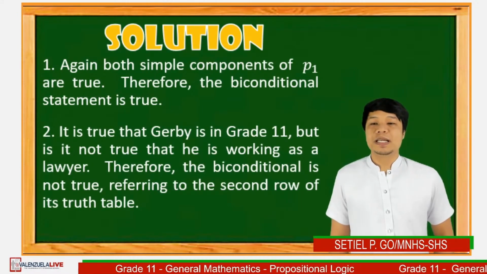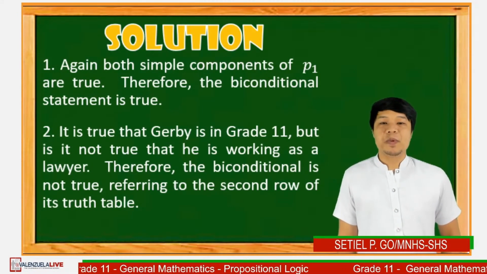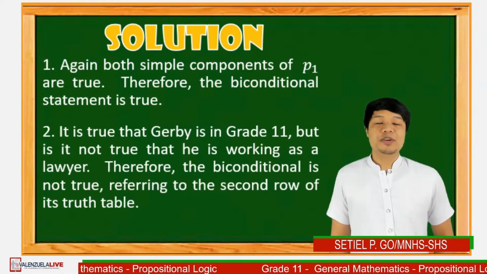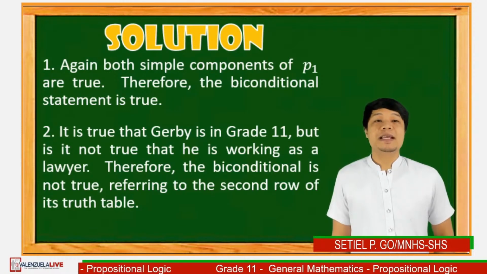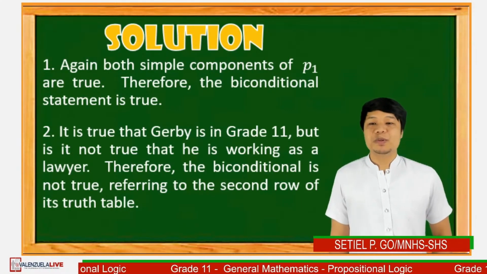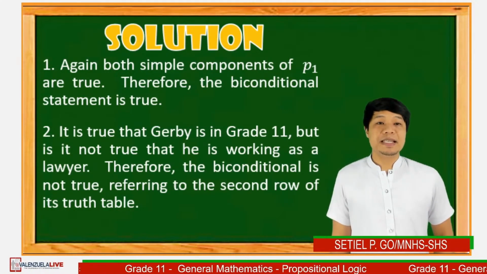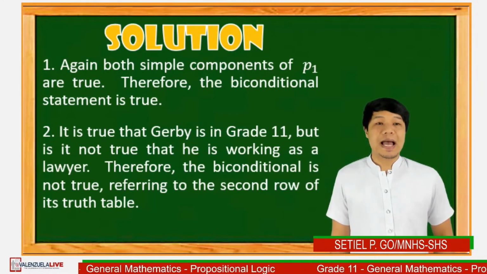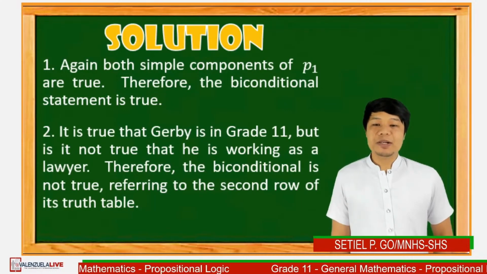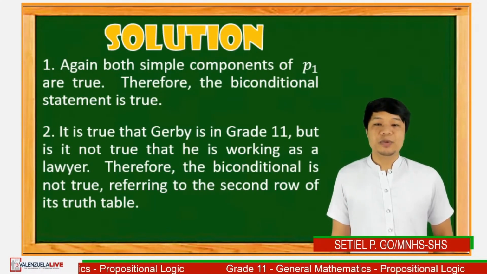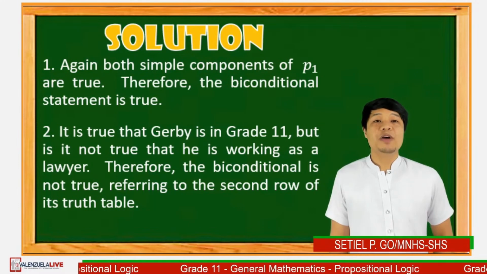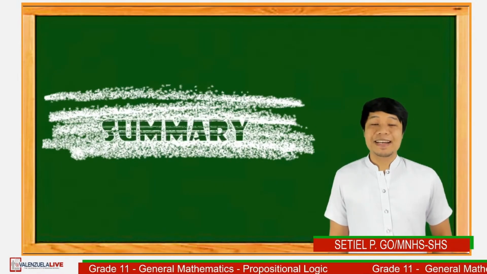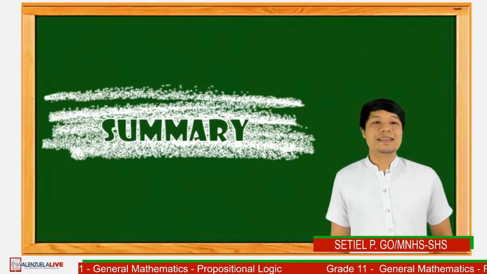Let's have the solution. Again, both simple components of proposition 1 are true. Therefore, the biconditional statement is true. Number 2, it is true that Jerby is in grade 11, but it is not true that he is working as a lawyer. Therefore, the biconditional is not true, referring to the second row of the truth table. Okay, grade 11 students, I think you get the topic.